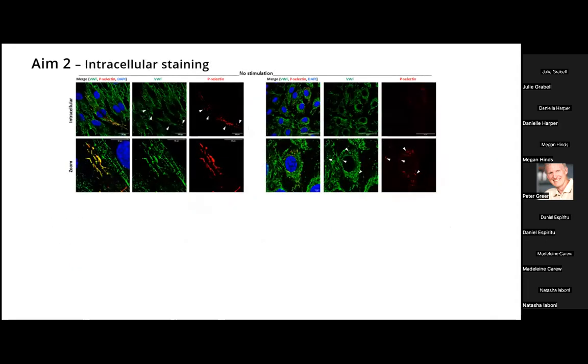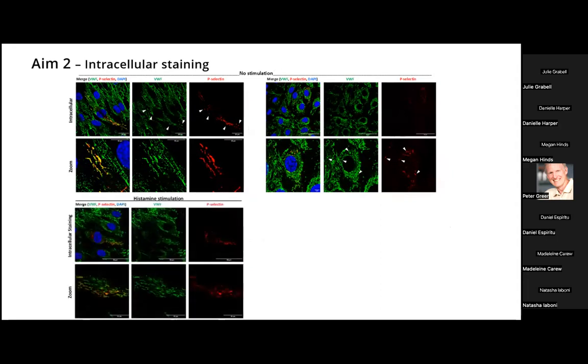And this is the results for intracellular staining. So this is no stimulation, just a no stimulation control. But I did want to show that I was able to identify P-selectin and VWF localization within Willebrand bodies. So P-selectin's in red and VWF is in green.